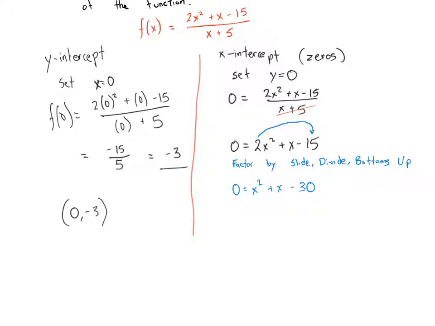Because factoring is hard when you've got a number in front of the x squared. When you have a leading coefficient, it's hard. Now it's gone.